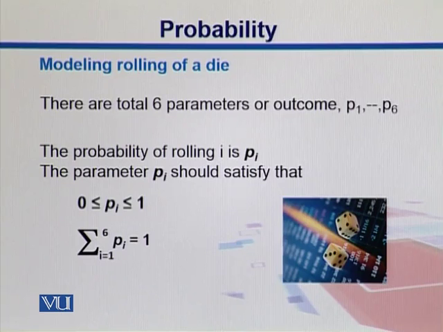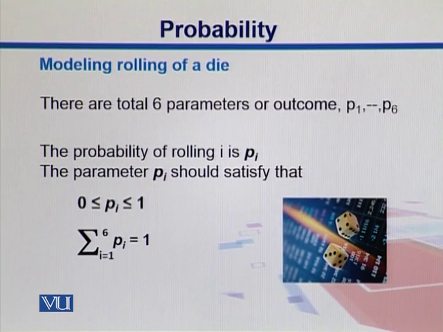Here we are modeling rolling of a die. So there are a total of 6 parameters or outcomes, P1 through P6. So we have 6 probabilities associated with it, where P1 is the probability of getting 1, and up to P6 is the probability of getting a 6. So the probability of rolling i is Pi. We can write it in this general form, and parameter Pi should satisfy that this Pi is anything between 0 and 1.